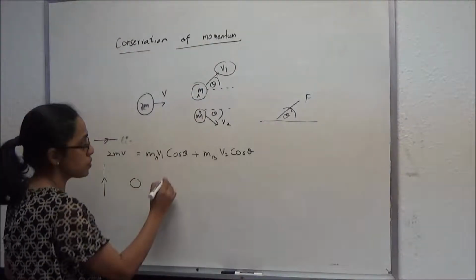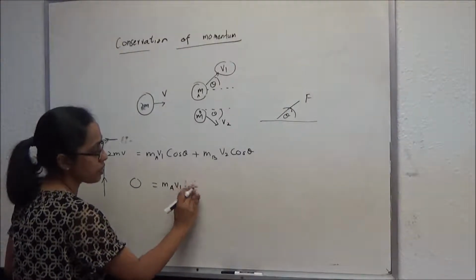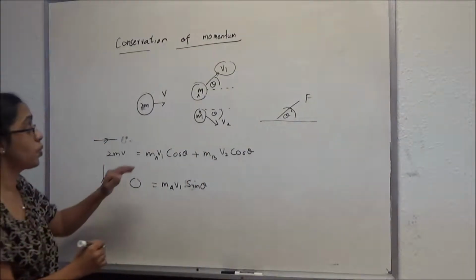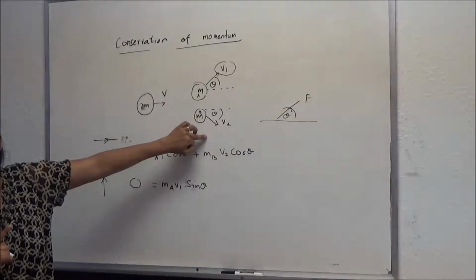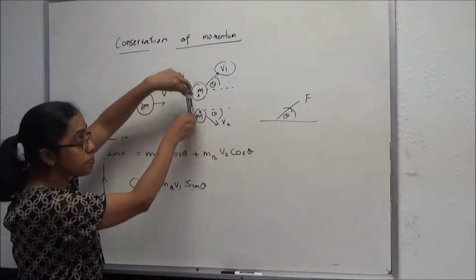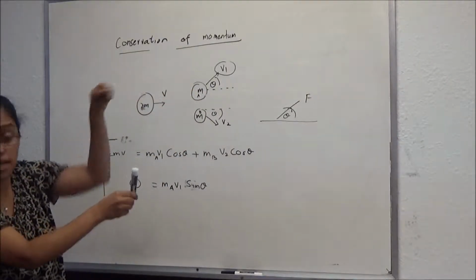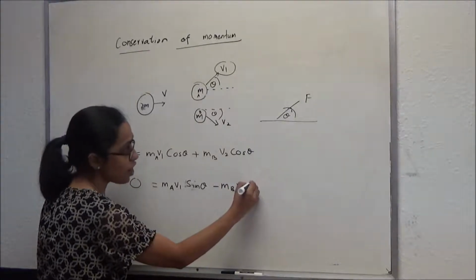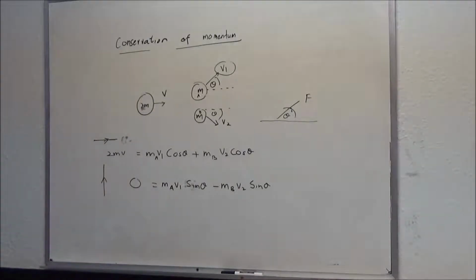Now what would happen to this? This is MA V1 sin theta. Now, what should the sign of this be? When you close it this way, this is the perpendicular direction. When you close it this way, it's negative. So it should be negative MB V2 sin theta, because it's going in the opposite direction. That's right. Got it? Okay, quickly write it down.